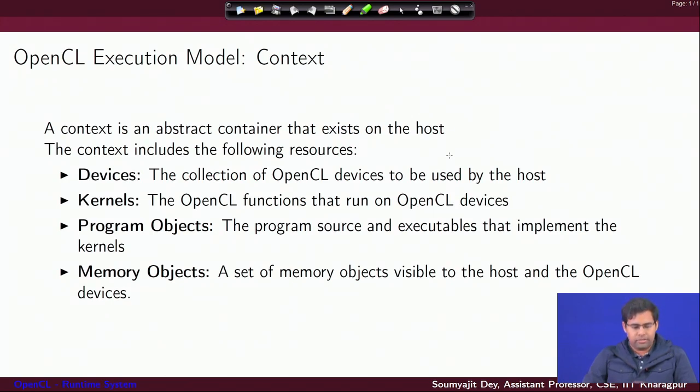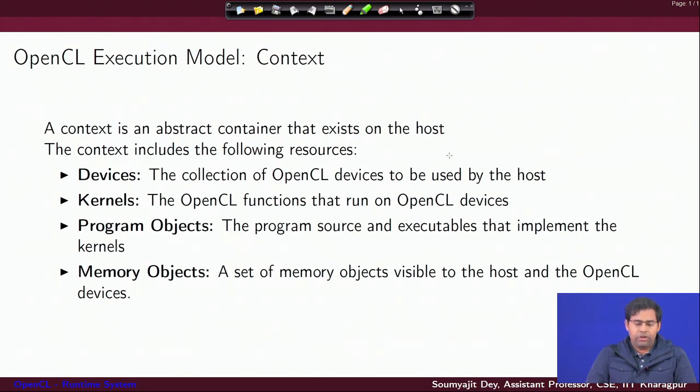So, what is a context? Essentially, a context is nothing but an abstract container that exists on the host side and it includes the following resource definitions. It is like an abstract object, an abstract definition, containing information on the following resources. First of all, the devices: it will contain information about which OpenCL devices are to be used by the host and how to access them.